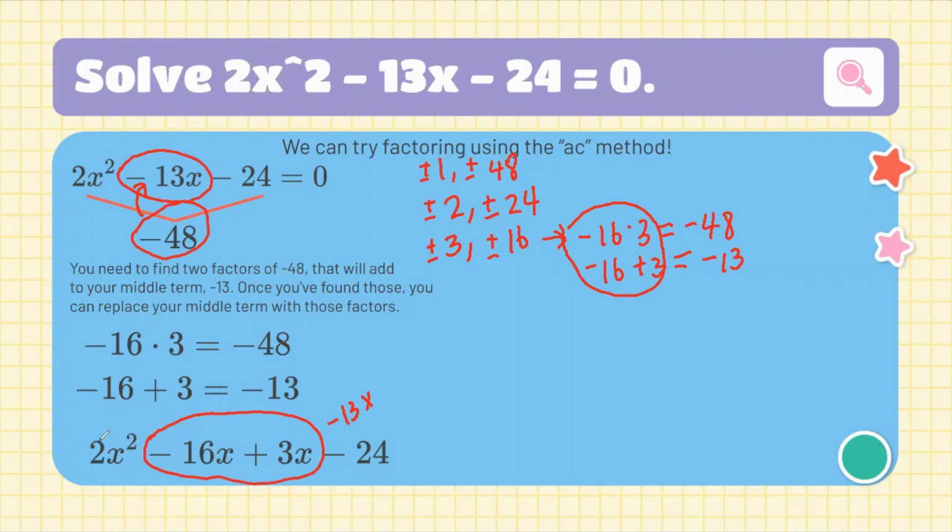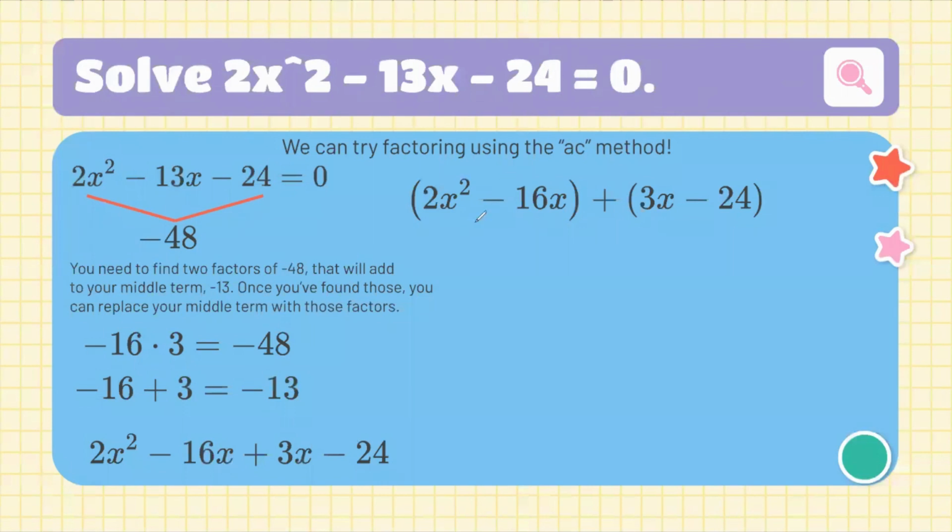Now you have to group two of your terms together. In this case, I would group 2x squared minus 16x and 3x minus 24. And I recommend when you're grouping that you try to be strategic about it and make sure you're grouping two terms that would share a greatest common factor.